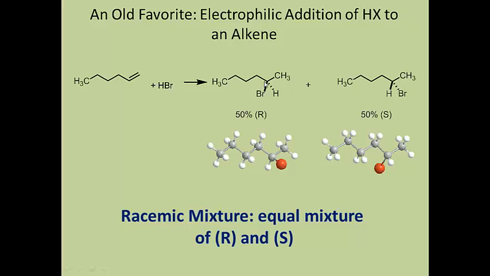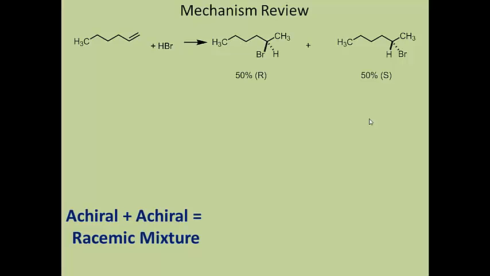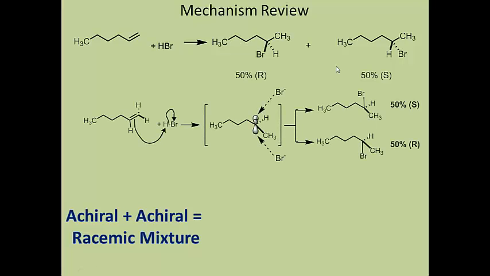Now, if there's more than one stereocenter, then obviously it's not just going to be simply R or S, because they're going to be either enantiomers or diastereomers. But in this case, you get an equal mixture of enantiomers. One of them is R, one is S, and both present in 50%. All right. Now let's look at the mechanism. Hopefully you remember this mechanism well.